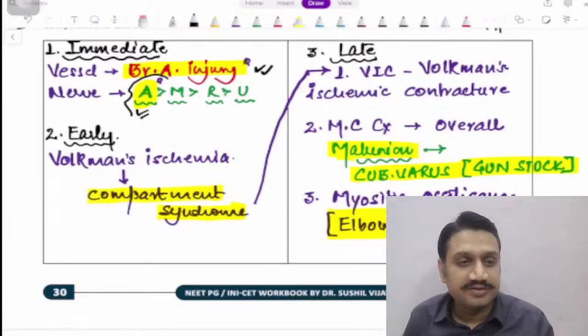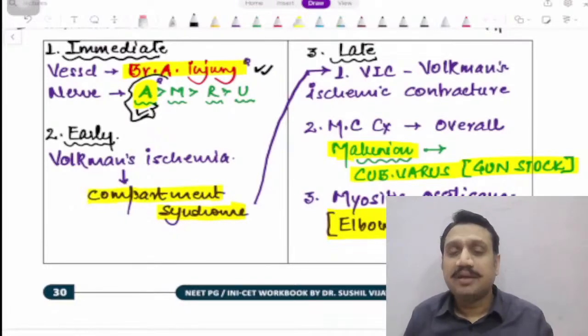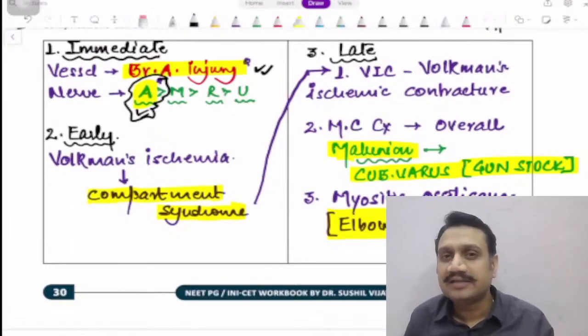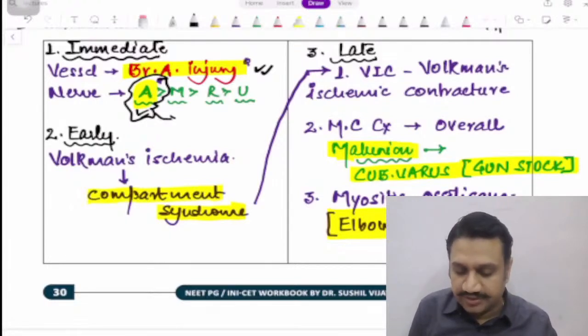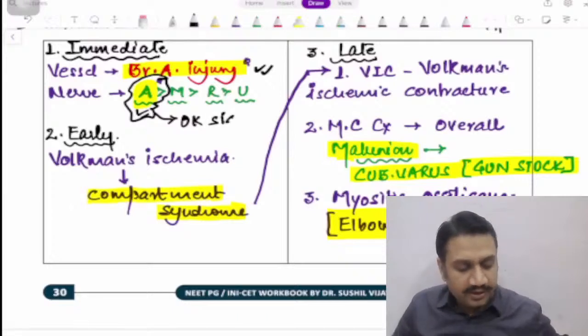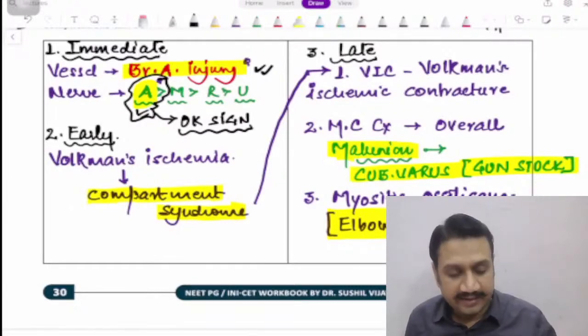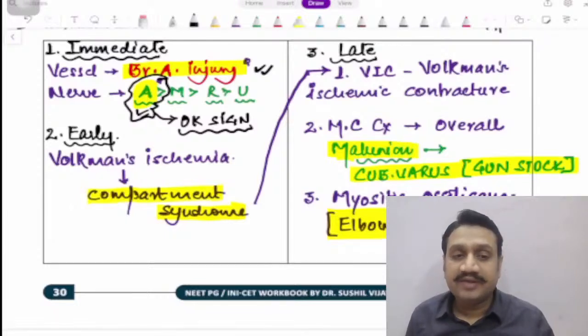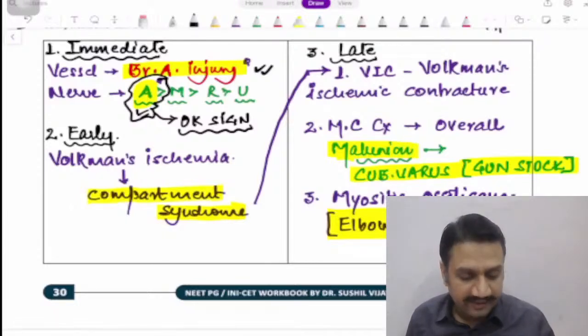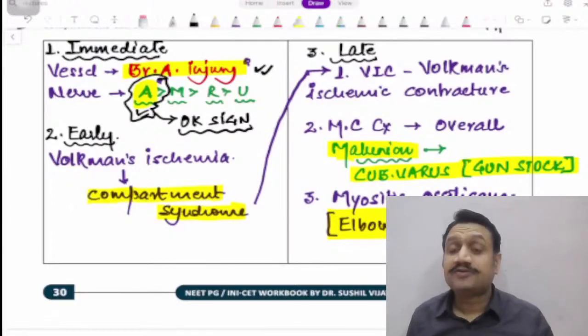AIN is a branch of which nerve? It is a branch of the median nerve. And what is the clinical test that you do to check this anterior interosseous nerve? It is the OK sign, right? The OK sign is done to know whether the AIN is okay or not okay. That is for the anterior interosseous nerve.